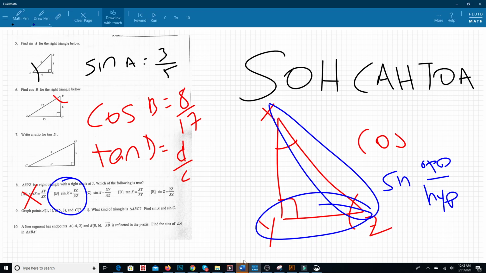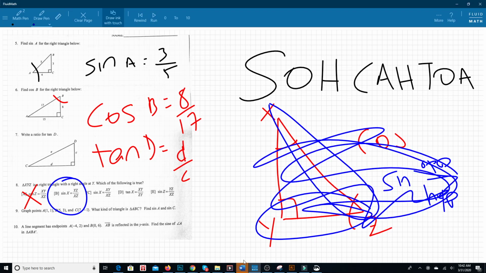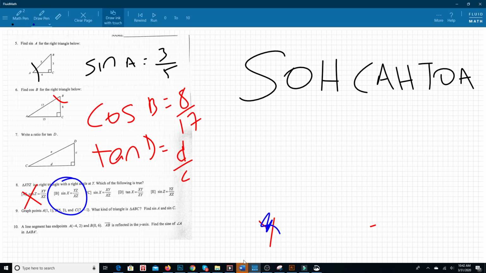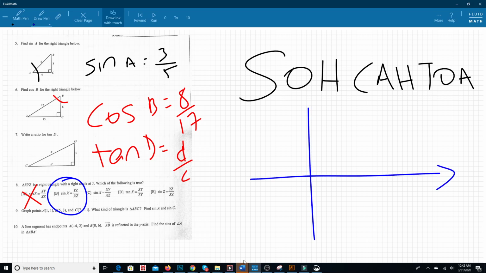What about question 9? Graph this. What kind of triangle is ABC? Find sine A and sine C. Hopefully this is a right triangle, right? Let's try to graph this, all right? So A says 1, 1. Actually, let me clear it. Let me get rid of this. It's not good. Maybe a little more direct.